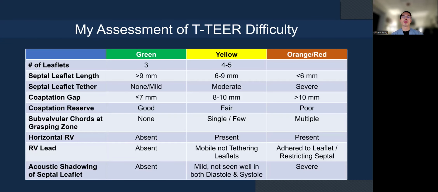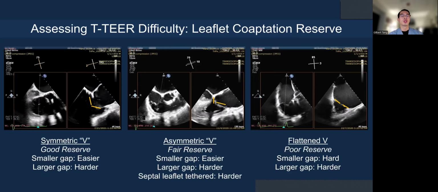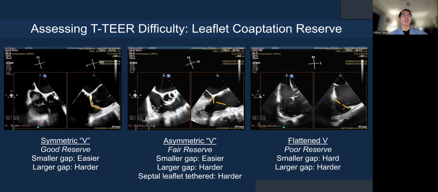This is my own assessment of T-TEER difficulty. You can see it is based mostly on anatomy and sometimes also imaging difficulty, and we'll break it down into green, yellow, orange, and red, green being the most straightforward. And so you can see an example here of how the anatomy really dictates the difficulty.